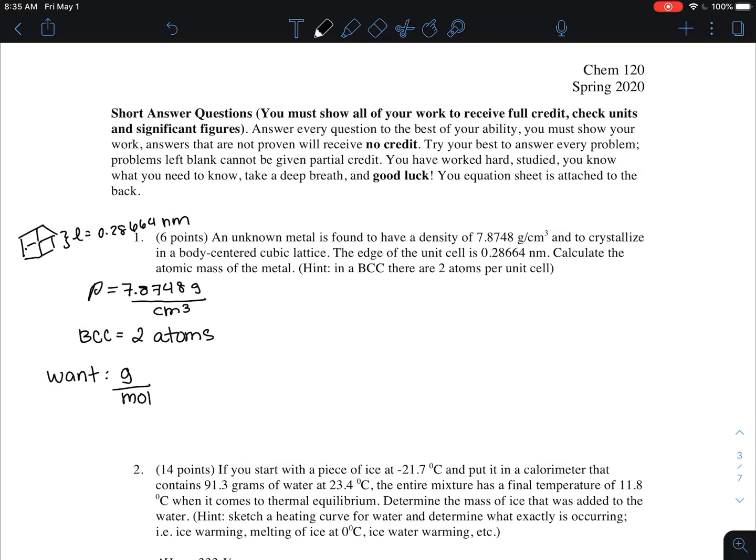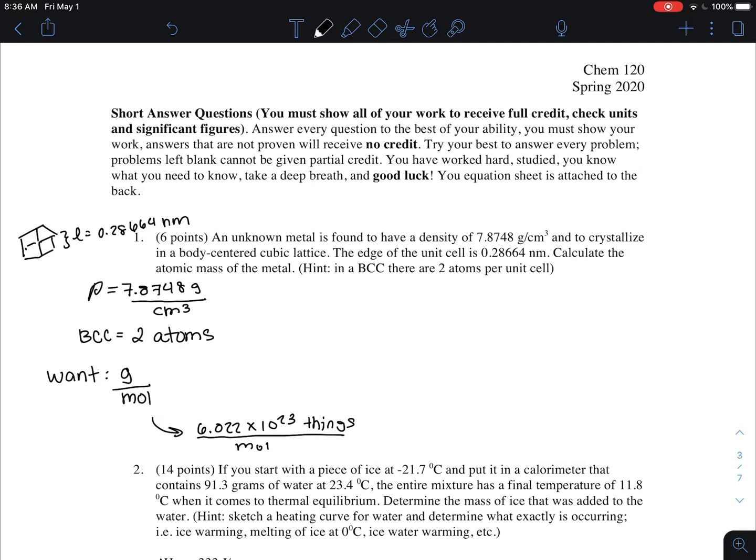Calculate the atomic mass. So we want atomic mass, so grams over mole. All right, so I have no indication of anything getting me moles, but I know that I can use Avogadro's number to get anything that I want, any unit per mole. So I'm going to have to use that at some point.